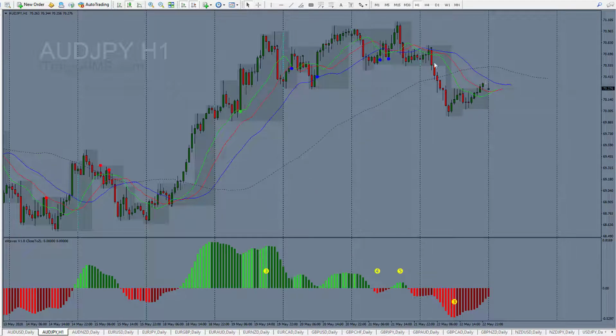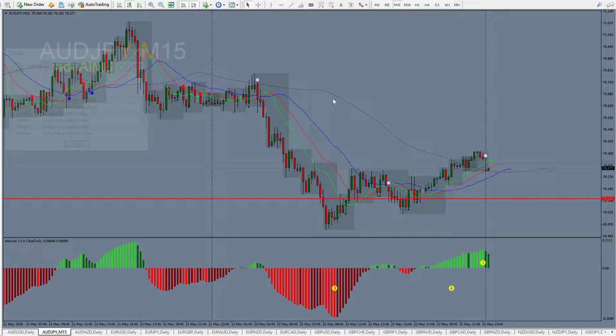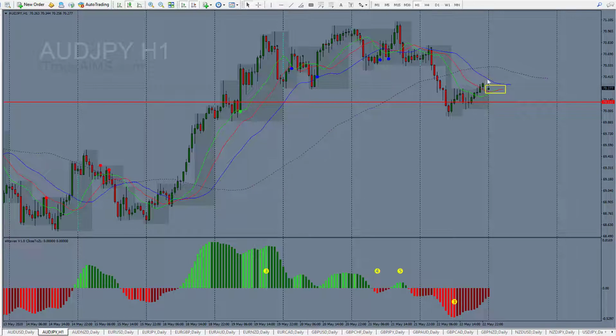Based on the hourly chart though, if this price is to drop down, if we look at this, put a line here, come here to the M15, probably it would set up, but not interested because it's gone up.